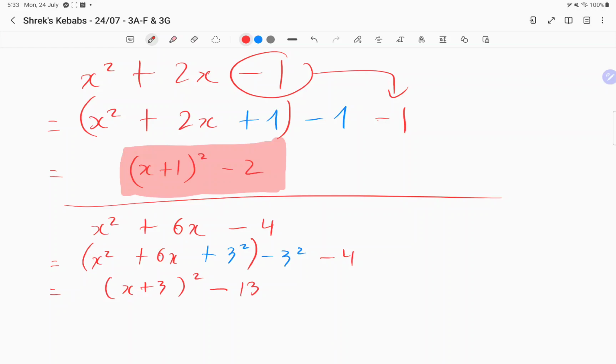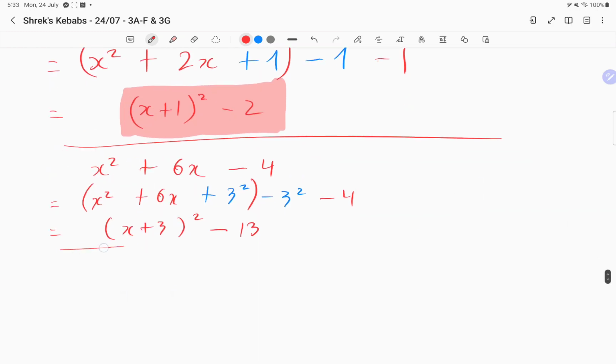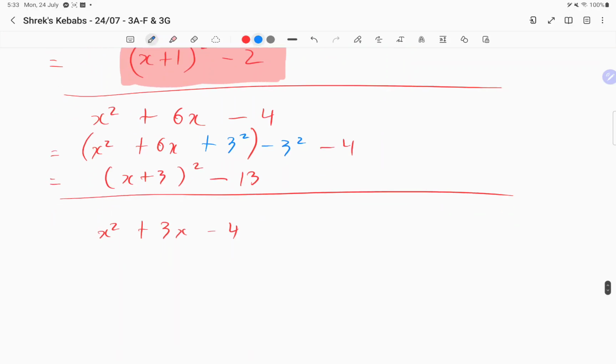Okay, any question here, guys? The next one would be a quite complicated one. It's x squared plus 3x minus 4. Now, this is not an even number. The coefficient of x is an odd number. And remember, what's the rule? You will need to add a term that is half of the coefficient of x, and then square it.